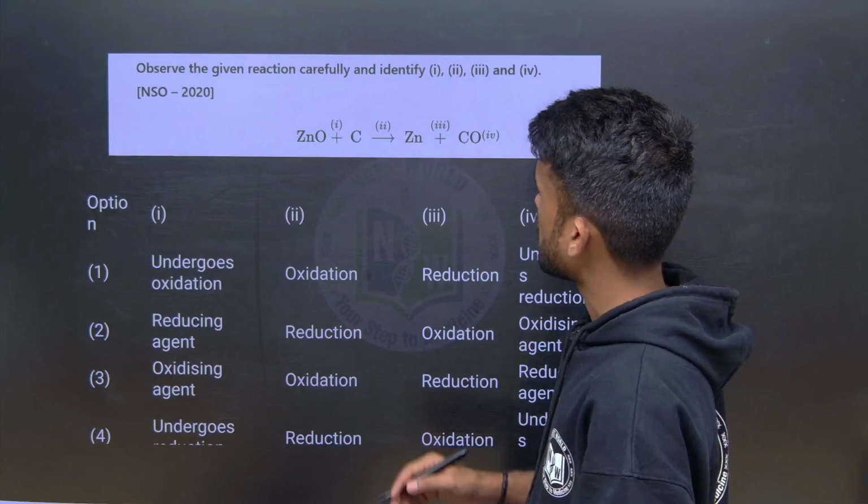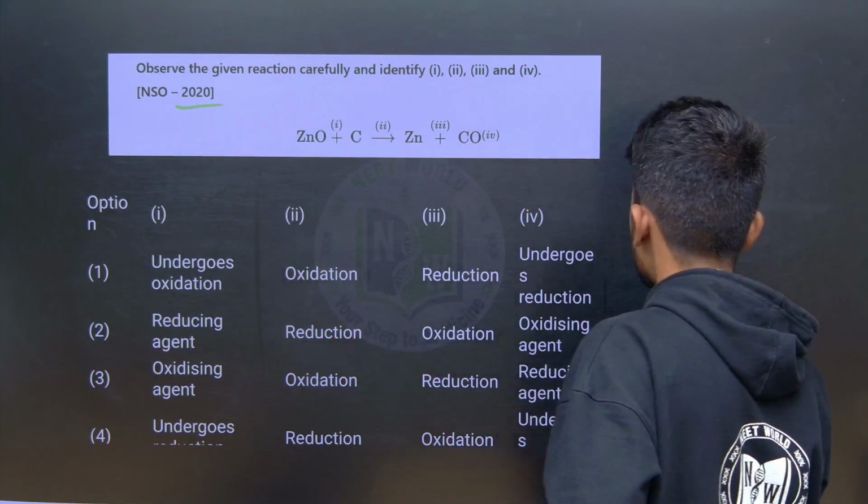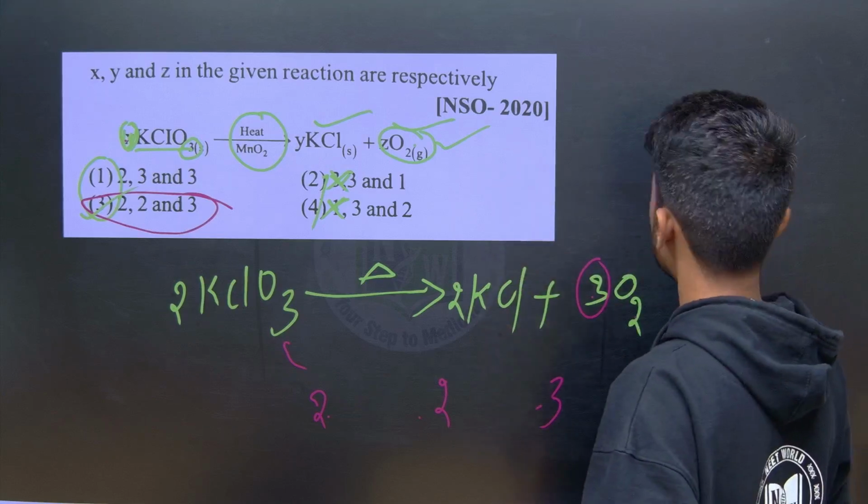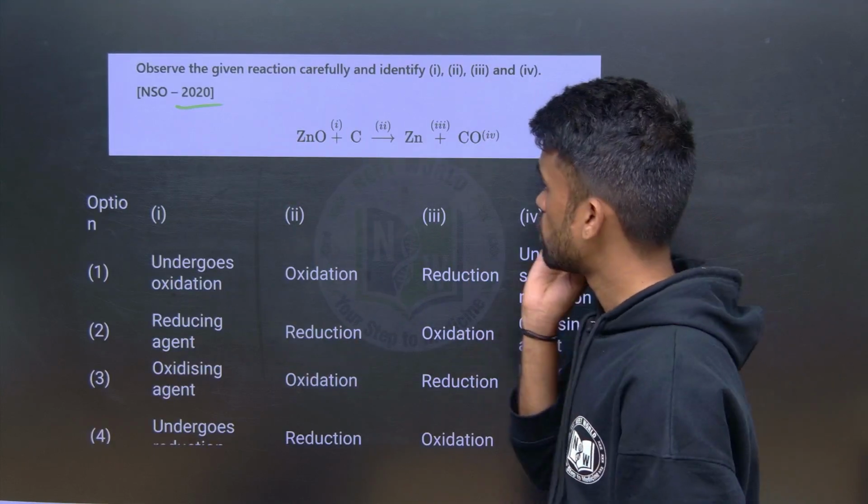Next we have again an NSO question. This is also an NSO Olympiad question, again from 2020.